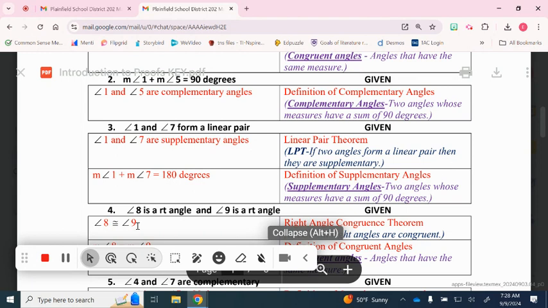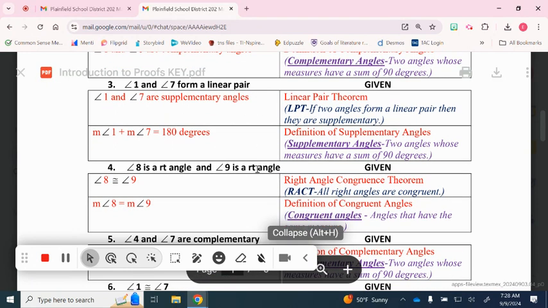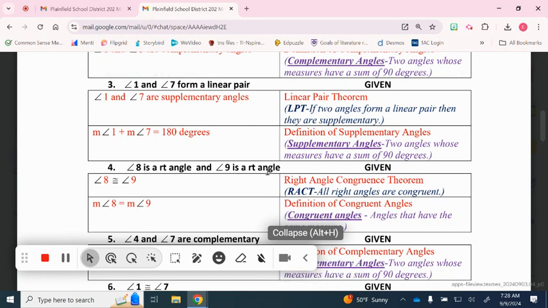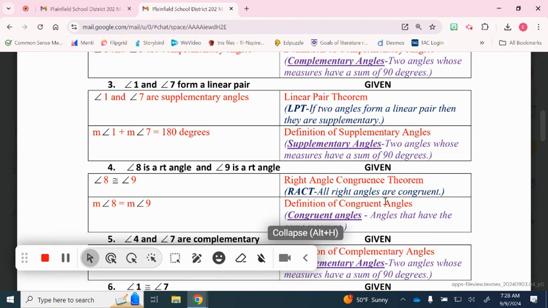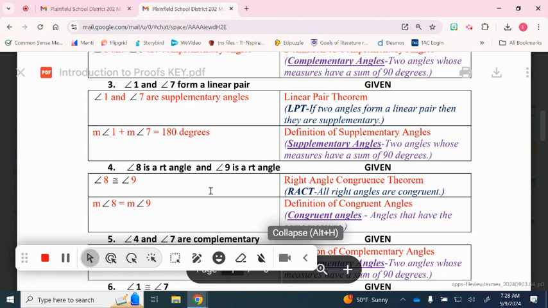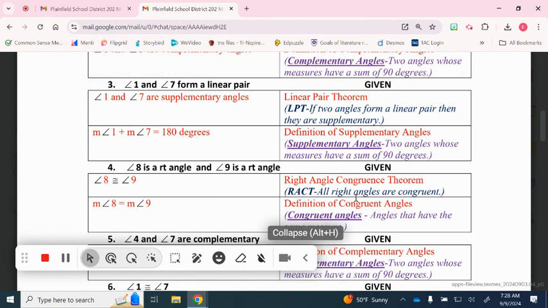Okay, let's take a look at number 4. Again, this is another thing we have not gone over yet, but it's coming. We may as well talk about it now, okay? So, in this case, for 4, it says angle 8 is a right angle and angle 9 is a right angle, all right? If angle 8 and angle 9 are both right angles, guess what? They are congruent to each other, okay? And that's by the right angle congruence theorem. It says all right angles are congruent. That is the idea. So instead of saying if both are right angles, then they are congruent, you can just state by the right angle congruence theorem.